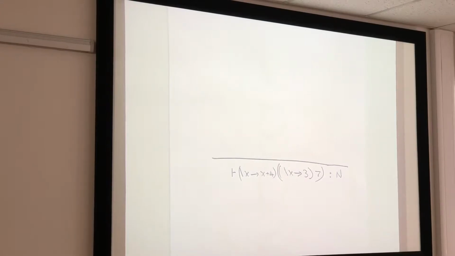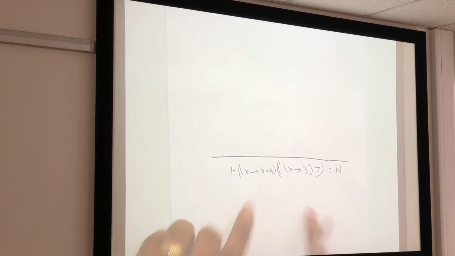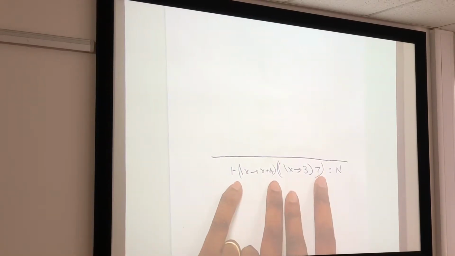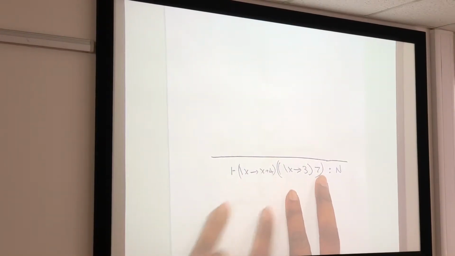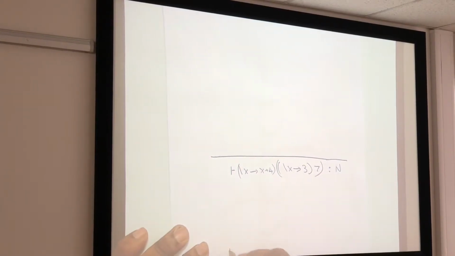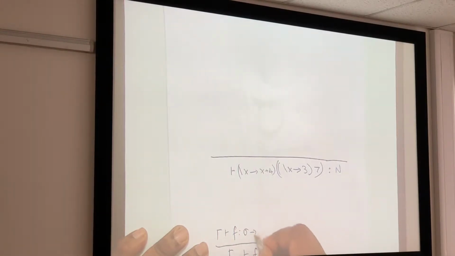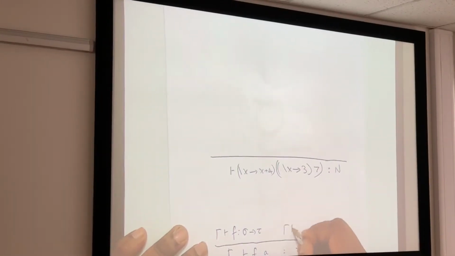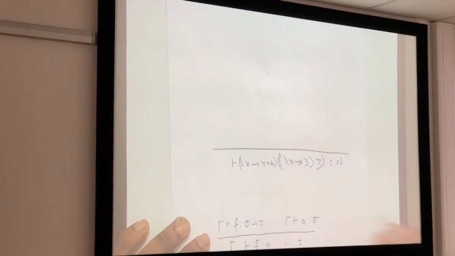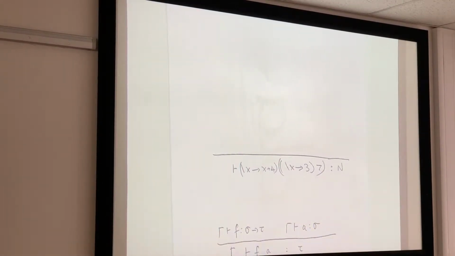Okay, so in order to do this, this is an application of this term to this term. So I need the rule for applications. And the application rule says, if I want to show f applied to A has some type tau, I need to show that f has type sigma arrow tau and A has type sigma, for some sigma. And I get to choose that sigma.